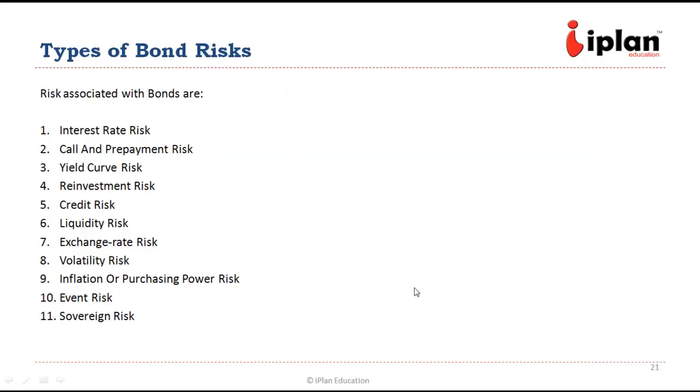These are the various risks which are associated with the bonds. We'll take up one by one. Let us read them first. Interest rate risk associated with the price of the bond. As we know, when the interest rate rises, the price of the bond falls. So this is the risk for an investor. If suddenly the interest rate rises, the price of bond will fall and the investor will lose the value.